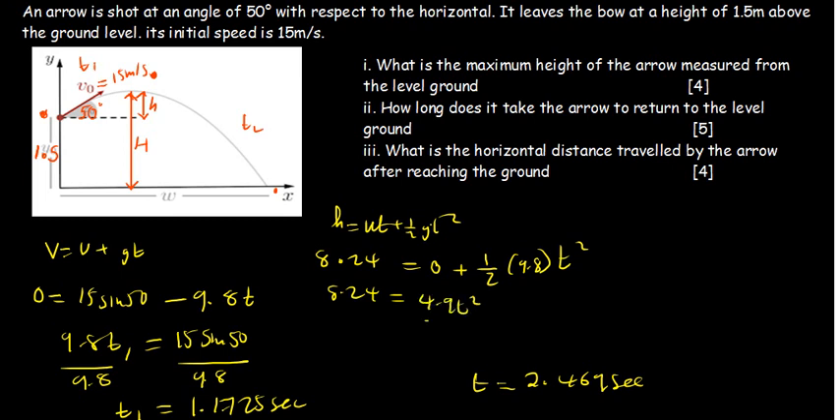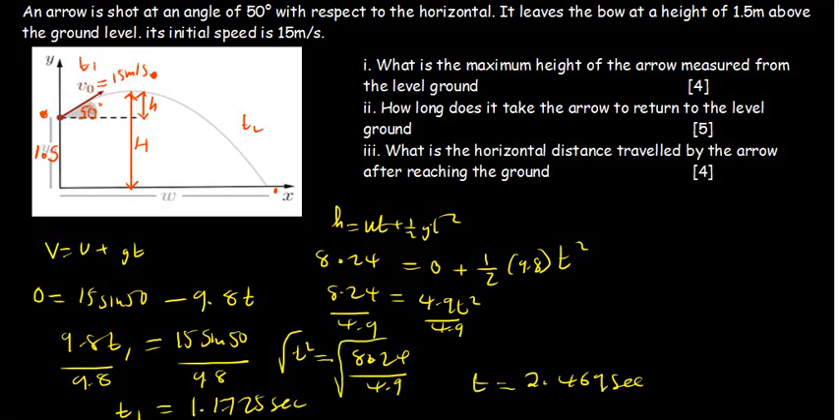Divide both sides by 4.9. Alright, so we're going to have t squared being equal to 8.24 divided by 4.9. So we're going to square root both sides for us to remain with t, and this t we are remaining with is t2, and that is going to give us about 1.2968. So we have got T1 and T2.